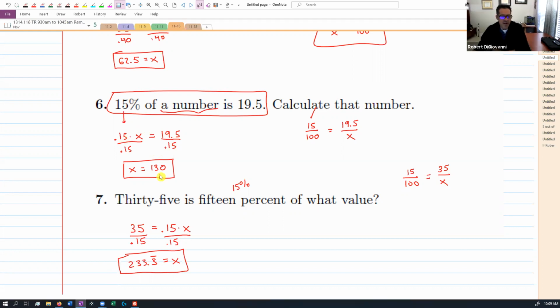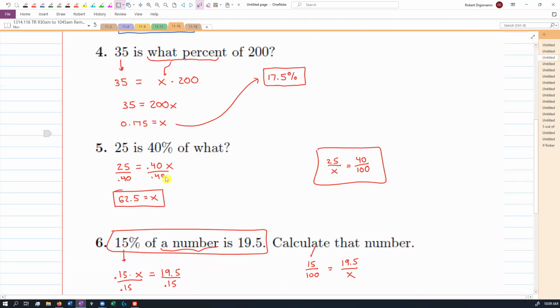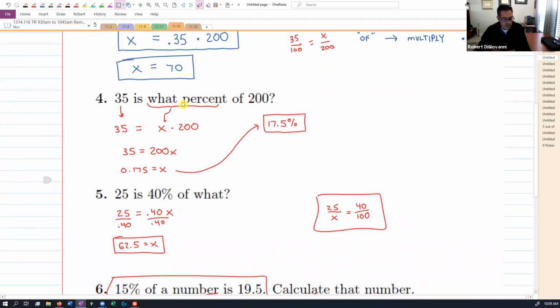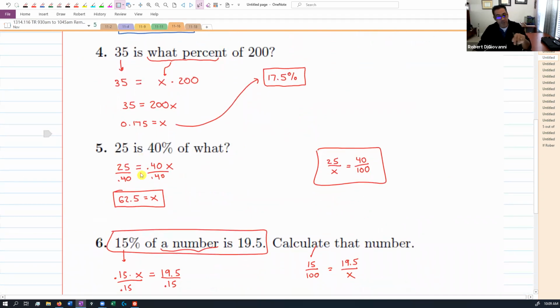I'm just afraid you're going to forget to move the decimal. That's my only concern, that you'll forget to move it. Or it'll be like on number 30, look at number 4. On number 4, we're solving for a percent. So you might forget to move it. You'll get the right answer as long as you remember at the end to move the decimal.